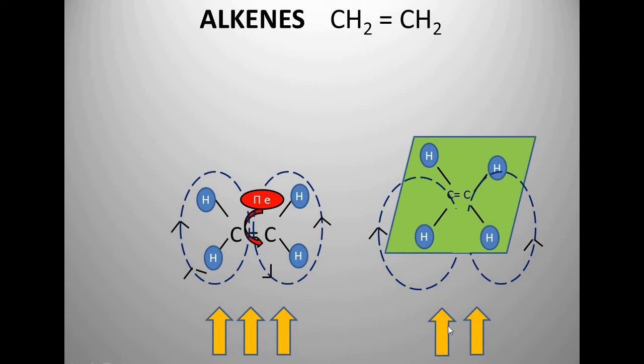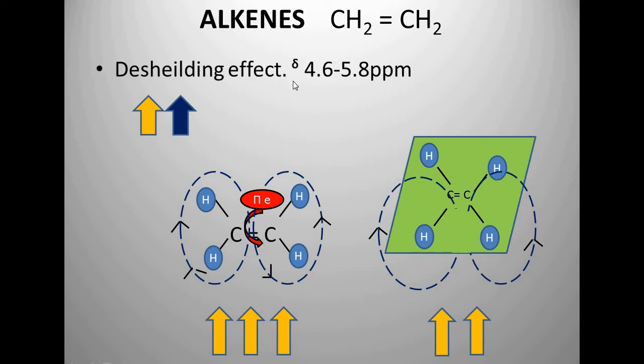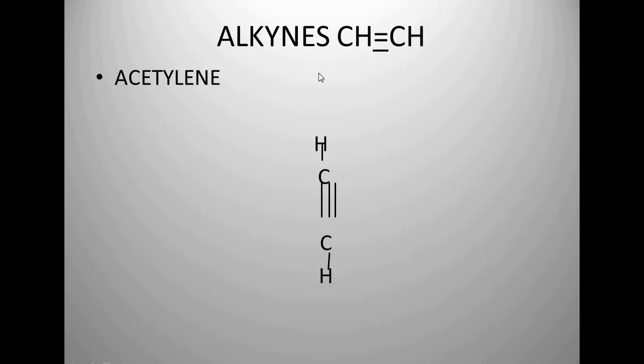So you can say this proton experiences both parallel magnetic fields. So we can say it shows the de-shielding effect, or we can say the anisotropic effect of alkene is de-shielding. This is the external magnetic field and this is your internal magnetic field, both in the same direction. So it is a de-shielding effect at a delta value of 4.6 to 5.8. What the value of delta is and how it changes, we will study in the next lecture.